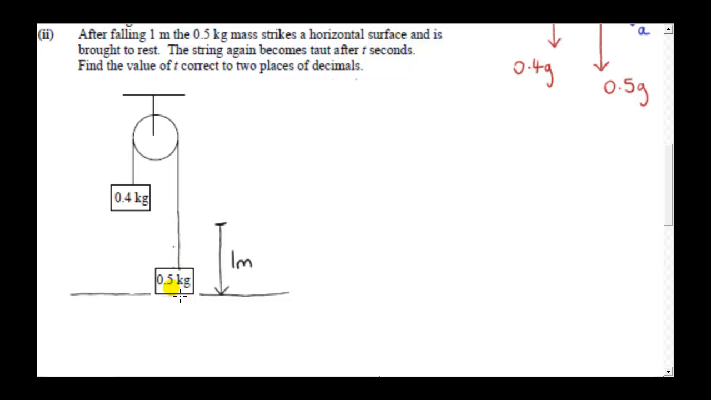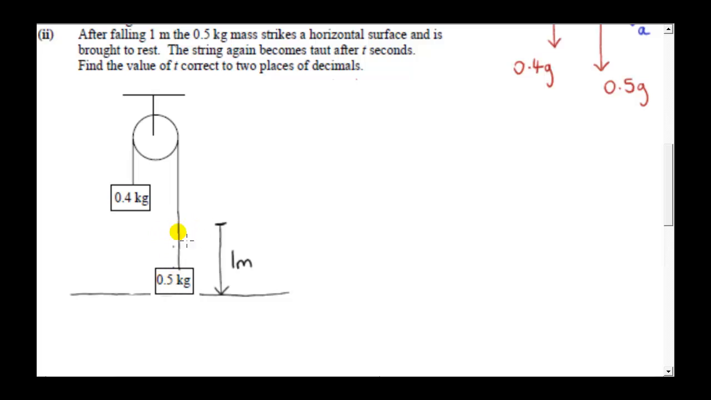So we are going to be interested in the velocity of this mass just before it strikes the ground. That's going to be the same as the speed of the 0.4 kilogram mass just before the 0.5 kilogram mass strikes the ground. If we know the speed of this, we can then consider what happens after this mass has struck the ground.